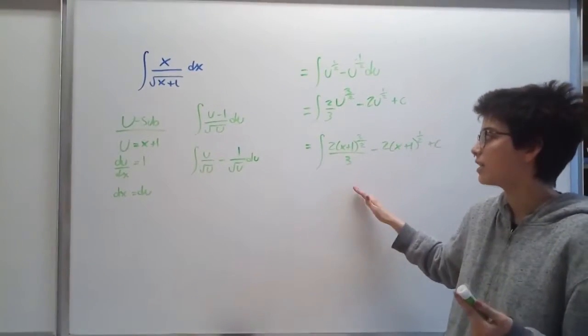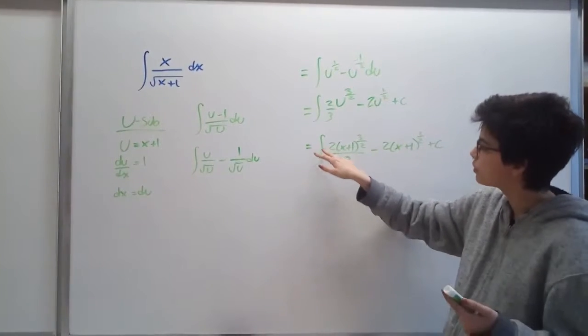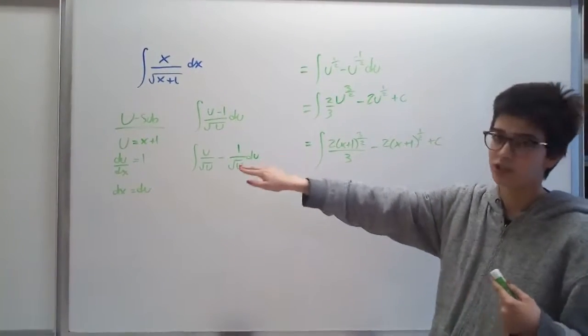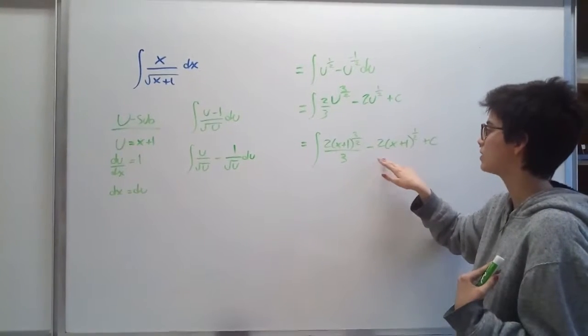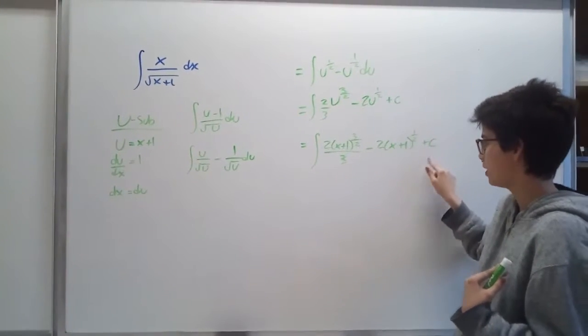This means that our final answer is 2 times x plus 1, which is the u that we substitute back in, to the power of 3/2, over 3, minus 2 times x plus 1 to the power of 1/2, plus C.